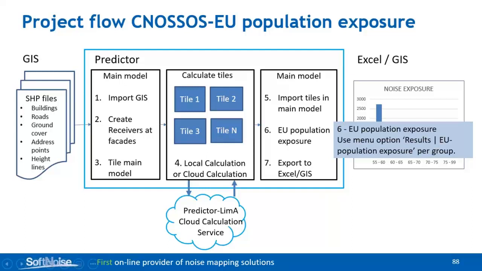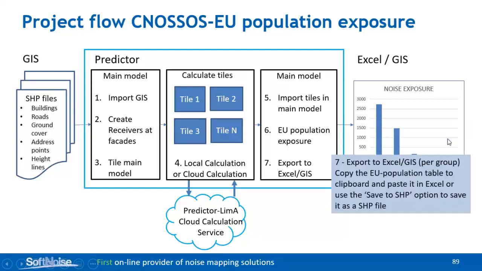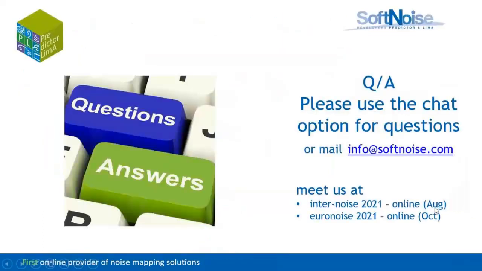And if you also want to divide between major roads and other types of roads, you can of course create subgroups. You can also create the EU population exposure for those subgroups. That makes sense. And then you export to GIS or to Excel. You can copy the EU population table to clipboard and paste it in Excel, or use the save to shape option to save it as a shapefile. Well, that in 7 steps is what I've shown you over the last 4 webinars. So it's now time for your questions.